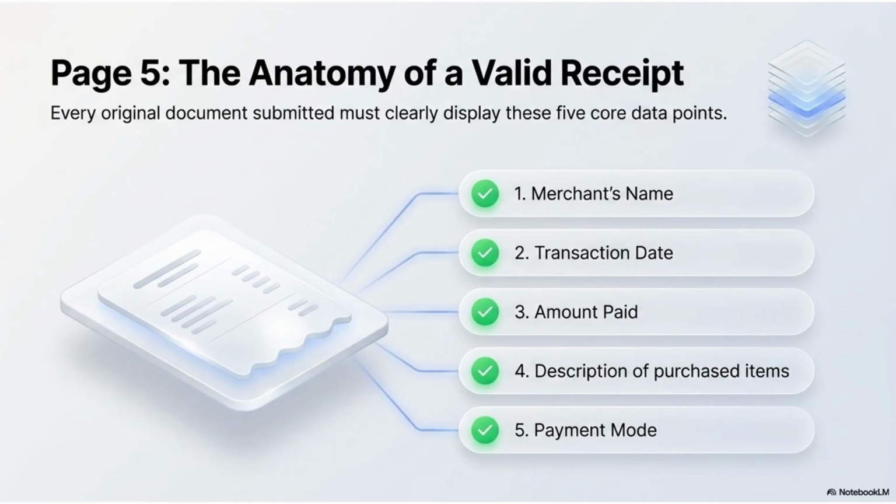Okay, deep breath, because page 5 is where things usually get a bit complex: receipts and invoices. Let's establish a firm baseline right now. For any original document to be considered a valid receipt, it absolutely must display these 5 core data points: the merchant's name, the transaction date, the amount paid, a description of the purchased items, and the payment mode. If even just one of these 5 elements is missing, the receipt is considered invalid.